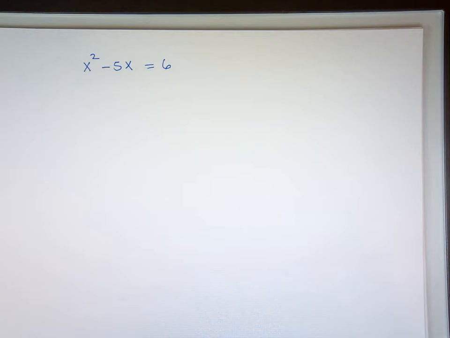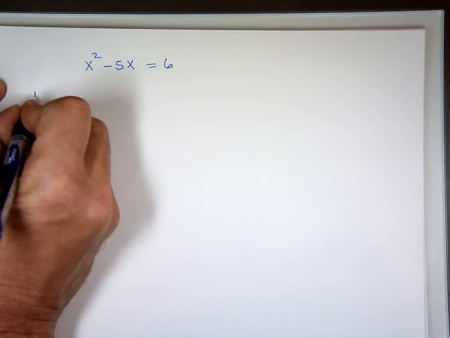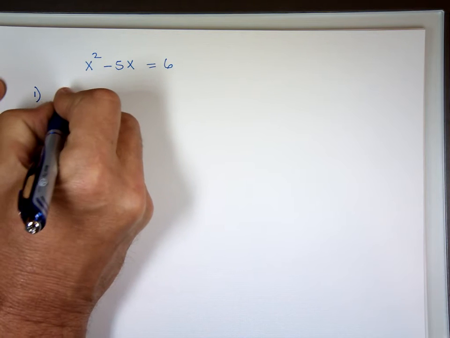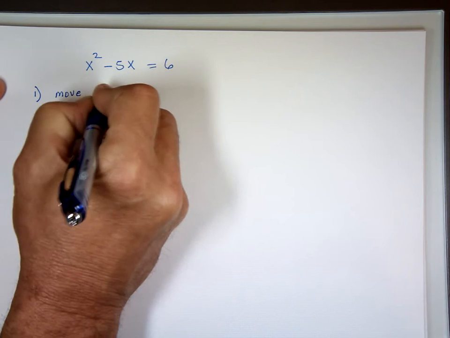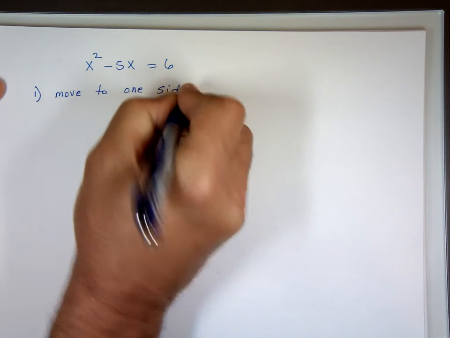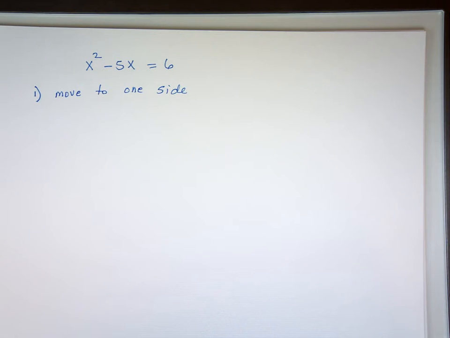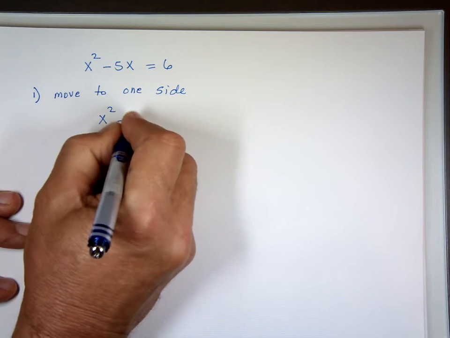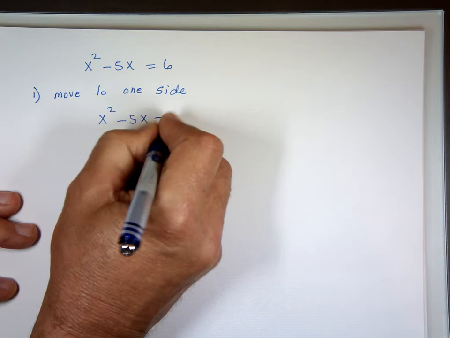This is a quadratic equation. And if you recall from algebra, the first step when you're solving a quadratic equation is to move everything to one side. So if you move everything to one side, you'll have x squared minus 5x minus 6 is equal to 0.